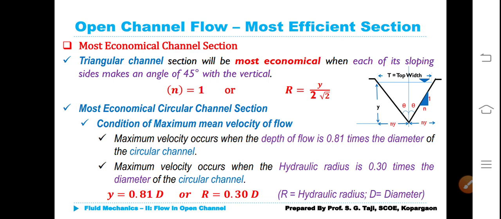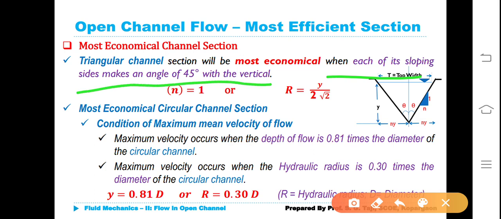Today's class summary. Triangular channel section will be the most economical when each of its sloping sides makes an angle of 45 degrees with the vertical, that is small n is equal to 1, that is tan theta is equal to 1. When tan theta is equal to 1, theta will be 45 degrees. Or hydraulic mean depth capital R is equal to depth of flow divided by 2 times under the root 2. This is the condition for triangular section.